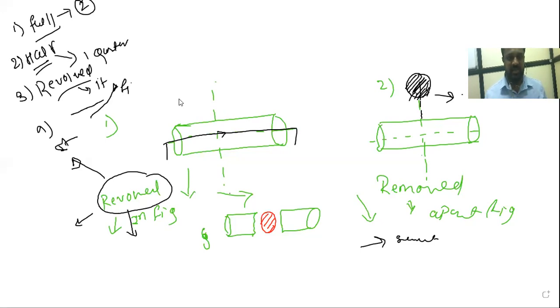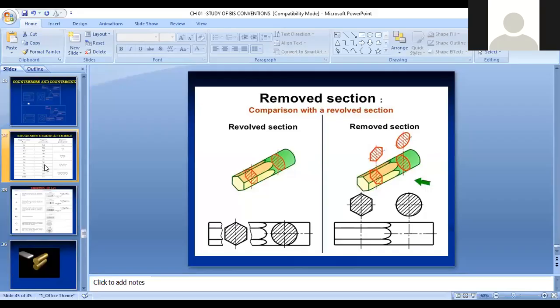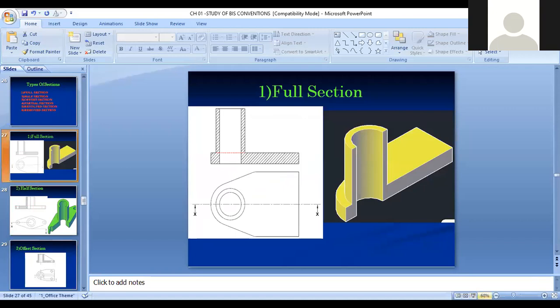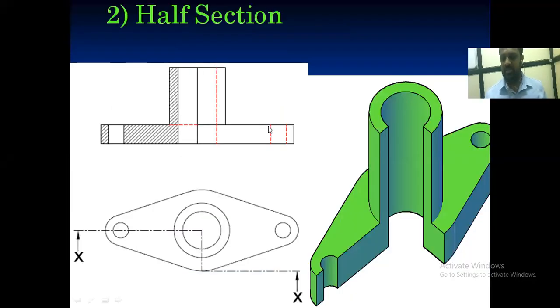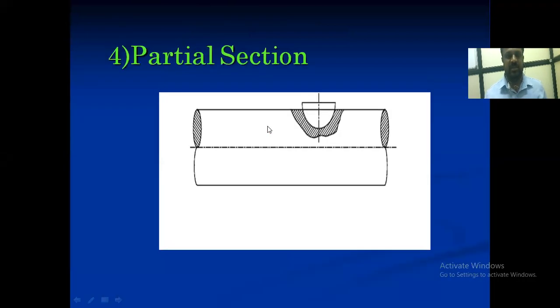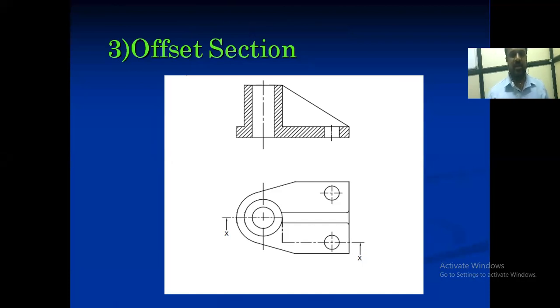Offset. Now see, this is the full section, then the half section, then the offset section. What is meant by the offset section? Now you can easily observe it here. The offset section is when we pass the cutting plane in this manner. See, this is the cutting plane. This is straight. Again, the cutting plane is at 90 degrees. Again, the cutting plane is straight.